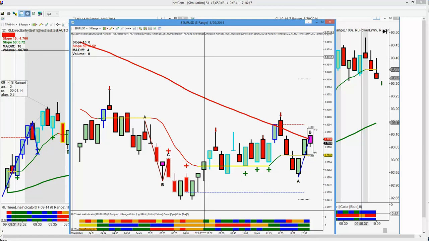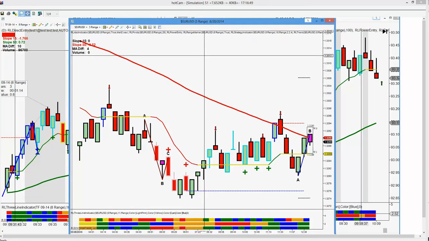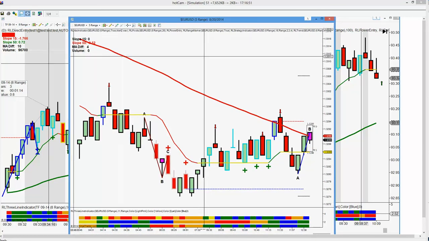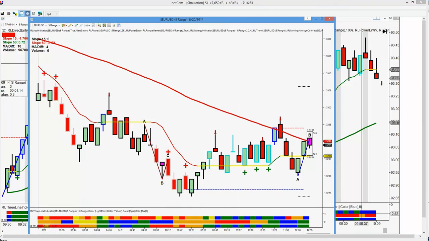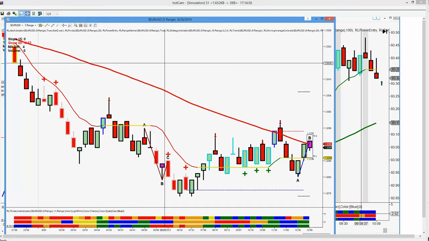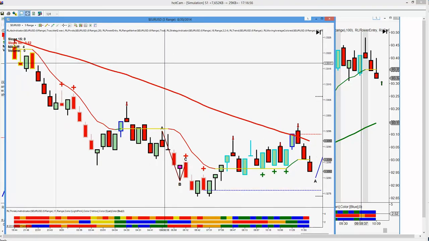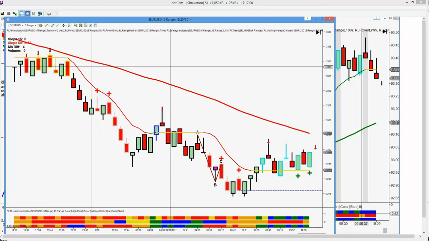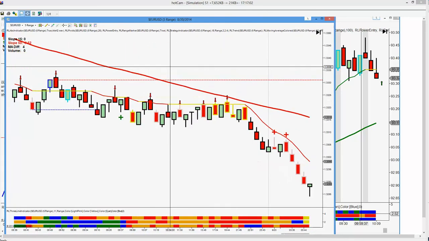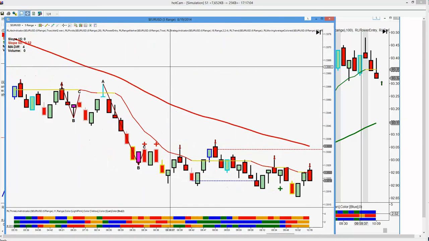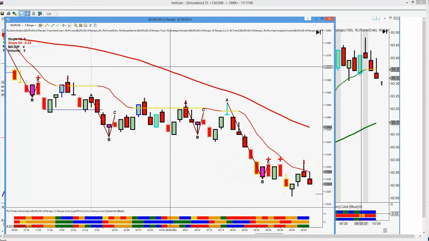Now, I want to move a little bit faster because I want to show you the direct entry system, and then I got a few more slides. This is a 5-range euro, the euro dollar. Now the Forex moves really, really well at night because of the European session.